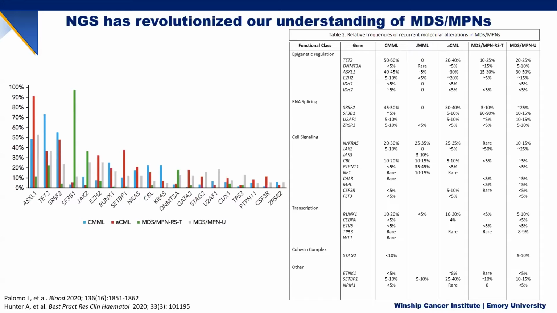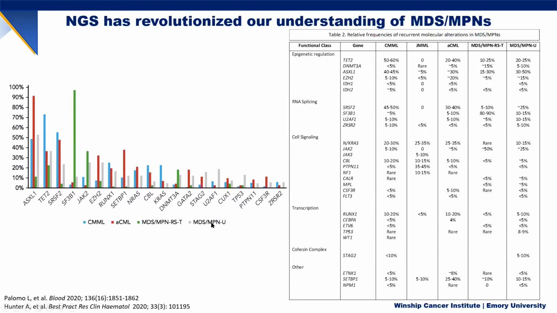And then in the figure on the left here, this is from one of the most recent papers looking at the genetics of these diseases. I have it listed down here by Dr. Palomo. This was probably the best and largest paper looking at this so far. You can see they identified about 30 genes that were more commonly changed in these diseases, and the breakdown of the different frequencies that it's seen within each disease.